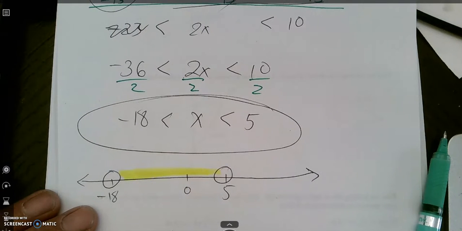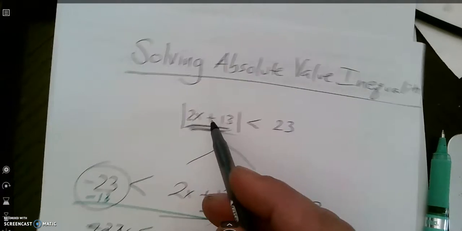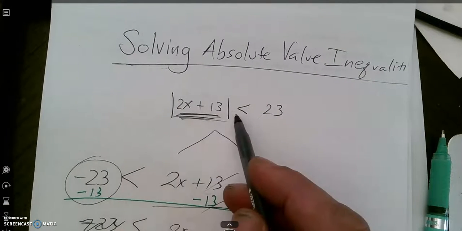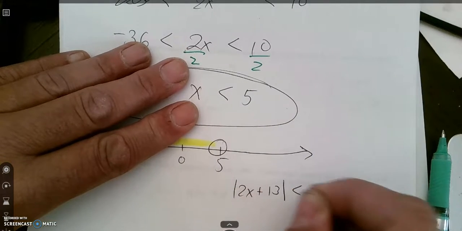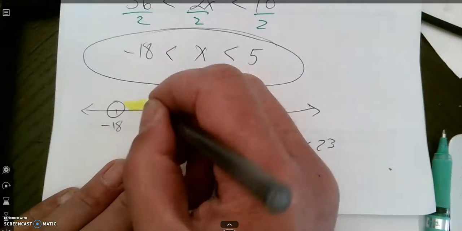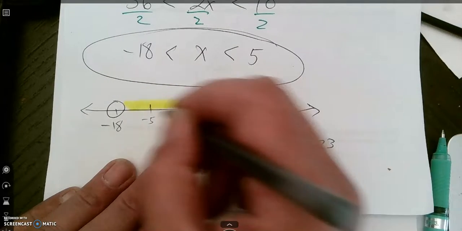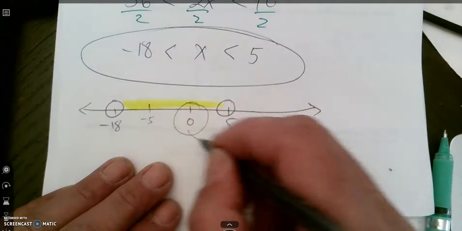Okay. Now how do we check that? Let's go ahead and check that real quick. Our original equation is the absolute value of 2x plus 13 is less than 23. So what this is saying is we can choose any number in here. We could choose negative 5. We could choose 0. We could choose 5. We could choose negative 10, negative 3, negative 1. I'm going to choose 0 just because it's easy.